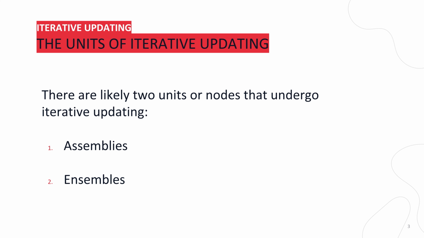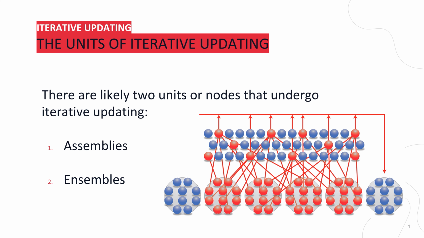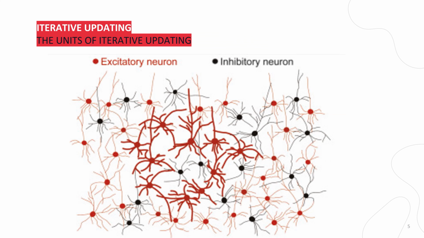There are likely 2 units or nodes that undergo iterative updating: assemblies and ensembles. Assemblies are small local groups of neurons, and ensembles are large groups of assemblies spread throughout the brain that code for mental representations. In this figure here, the assemblies are the small circles and the ensembles are the large ones.